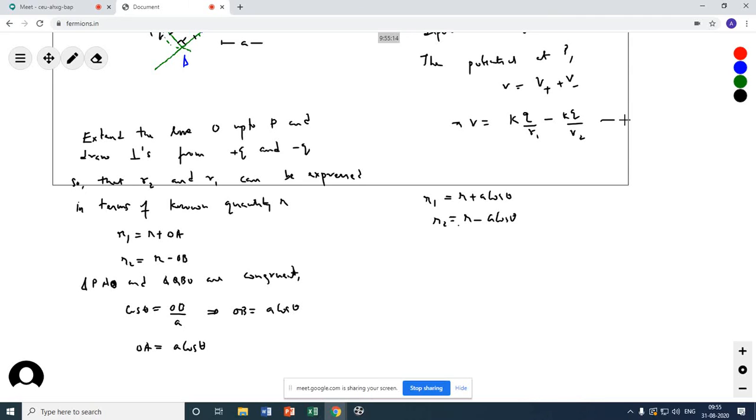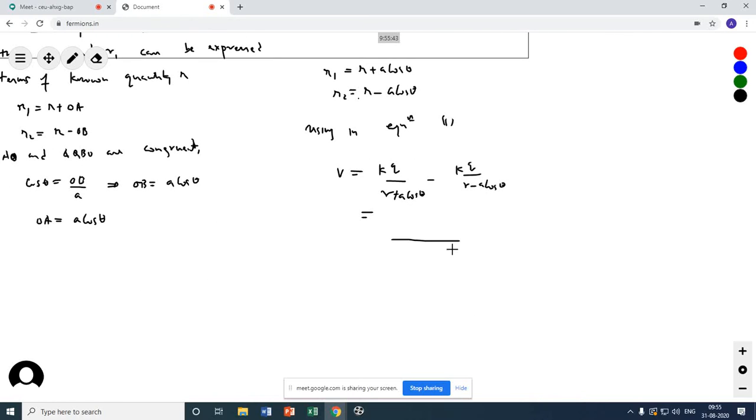So shall I supply this in this equation? Let this be equation 1. Using equation 1, what can I write? So V would be equals to KQ by R1, which is R plus A cos theta, and KQ by R minus A cos theta. Take LCM now. If I take LCM, this should be R square minus A square cos square theta, because this is A minus B, this is A plus B and A minus B.